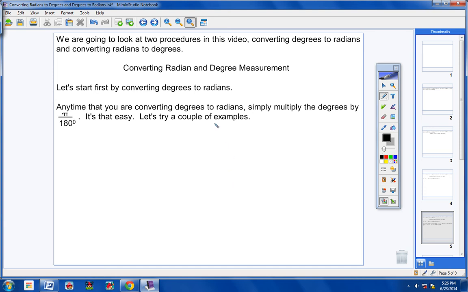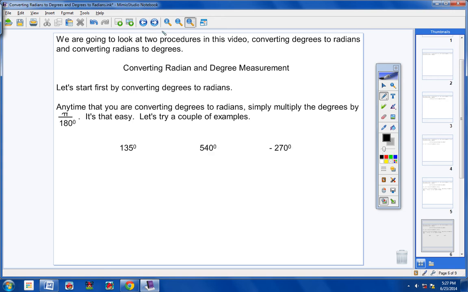Okay, but when it comes to converting quickly degrees to radians, all that you have to do is simply multiply the degrees by pi over 180. Now let's very quickly look at three examples, okay? All right, here we go. Let's convert 135 degrees over to radians.